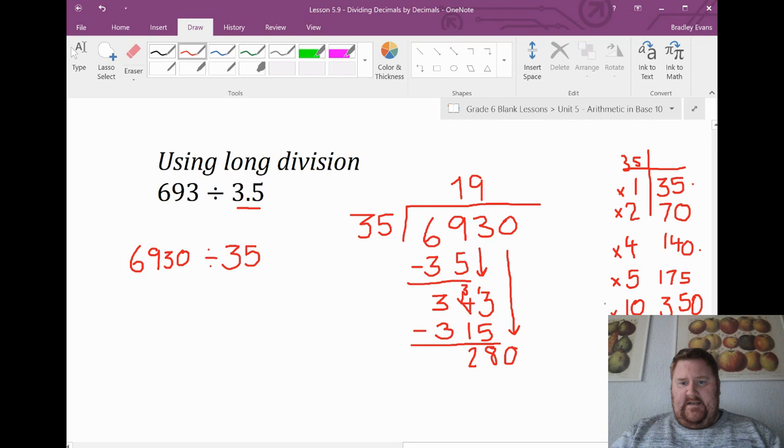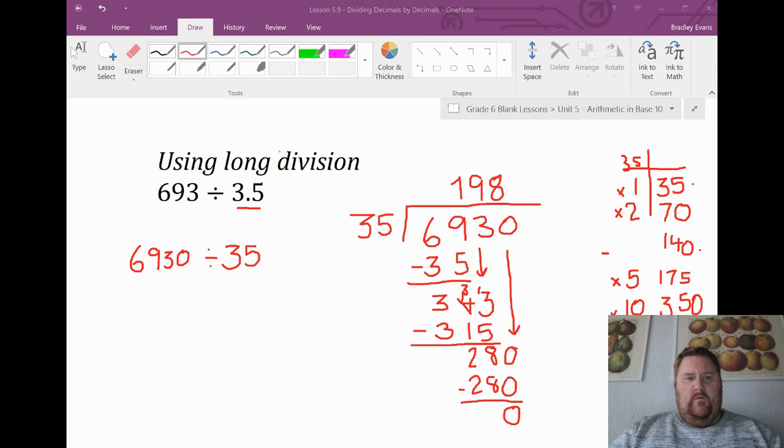That's going to be double my 140 here. That's going to be 280. Oh, perfect. 35 times 8 is 280. So a lot of steps for us to work through, but once we make our equivalent expression, it's just a simple long division problem. So both of these expressions here will give me a quotient of 198.